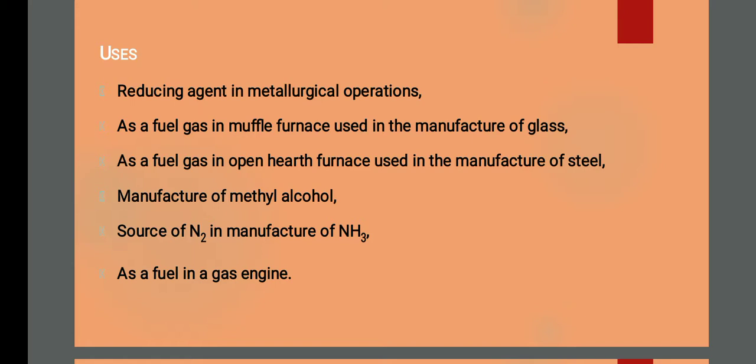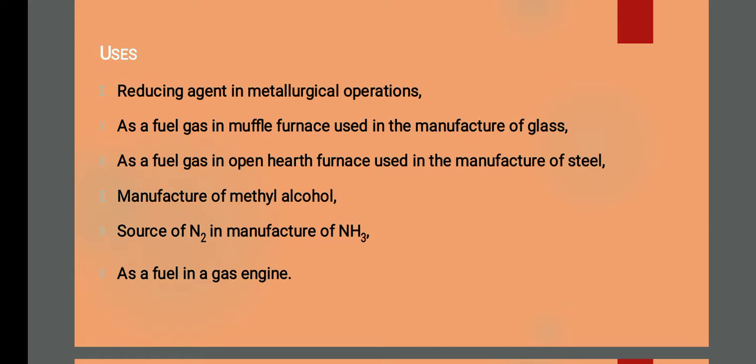And second one, it is used as a fuel gas in muffle furnace for manufacture of glass. Also, it is used as a fuel gas in open hearth furnace for manufacture of steel. Then it is used in the manufacture of alcohol and the manufacture of ammonia, same as water gas. There it is a source of hydrogen. Here this is a source of nitrogen, and it is also used as a fuel in gas engine.